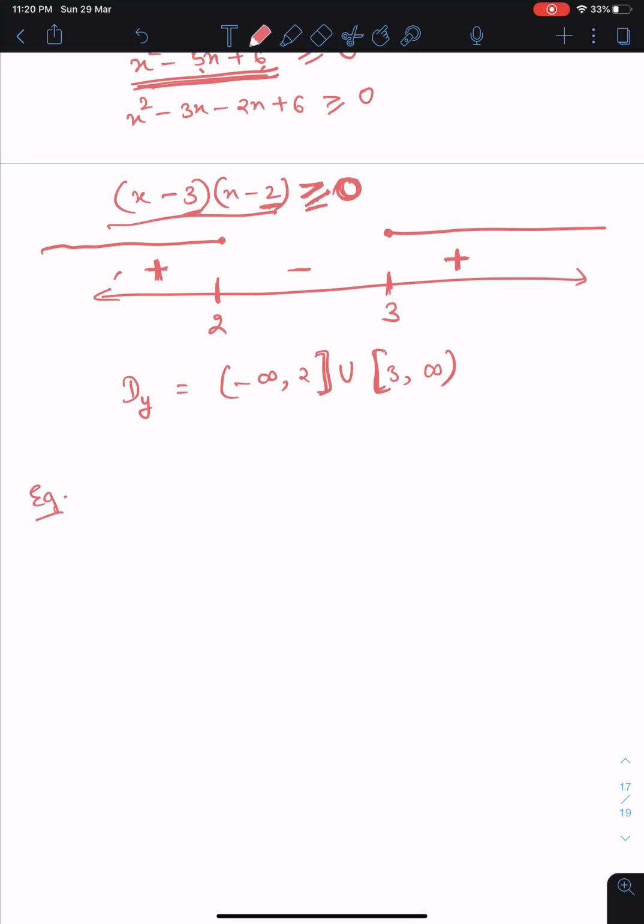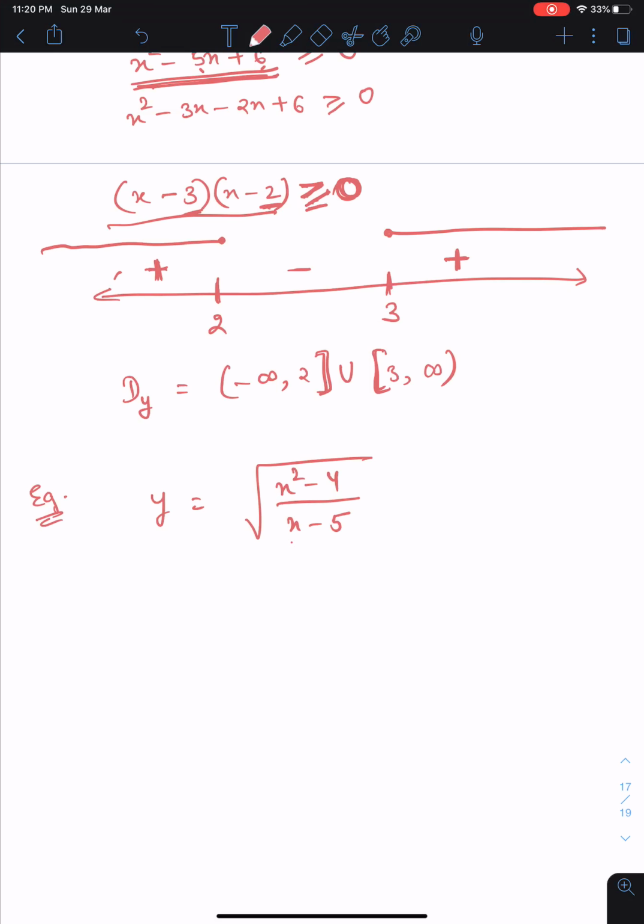Let's take one more example. y is equal to under root of (x square minus 4) upon (x minus 5). By seeing the question, you shouldn't be afraid of how to solve this kind of question. It is not difficult, it is very easy. You just remember the rules I told you. Whatever is inside the under root needs to be greater than or equal to 0. You just go step by step and then you will understand.